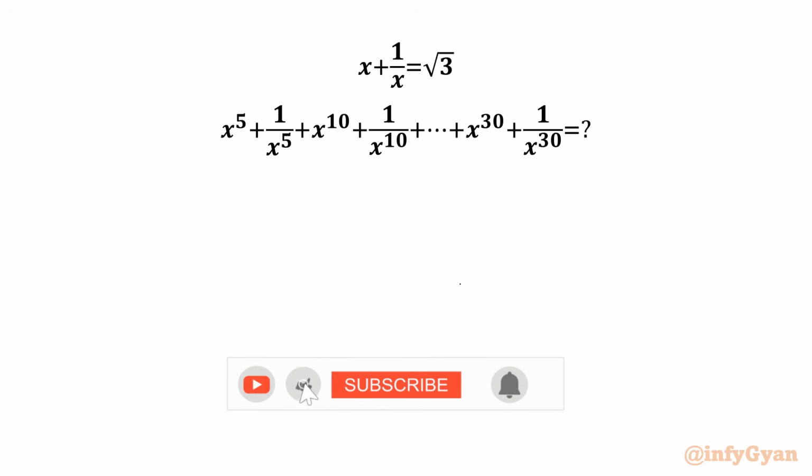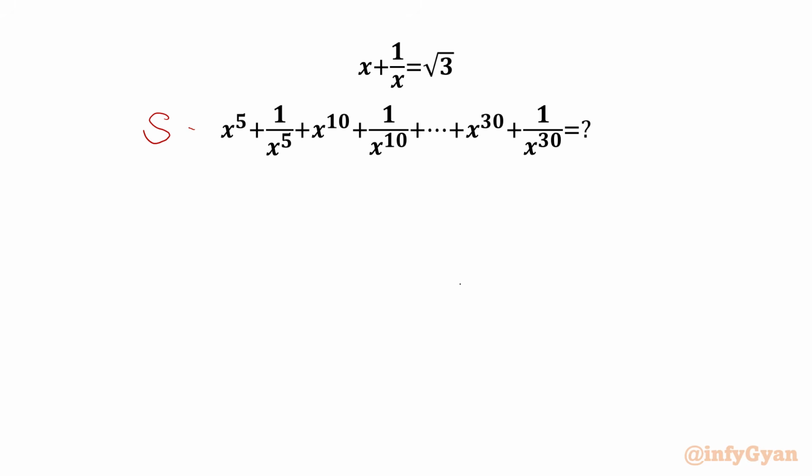Today in this video we have another very interesting question from algebra. x plus 1 over x is given to us as square root 3. Then it is said to find this sum. Let us say the required sum is S. I will consider x power 5 plus 1 over x power 5 as S1, x power 10 plus 1 over x power 10 as S2, and so on up to x power 30 plus 1 over x power 30 as S6. Now we have to evaluate S1, S2, S3, S4, S5, S6.